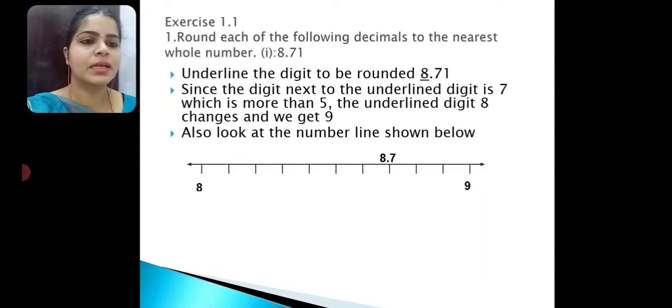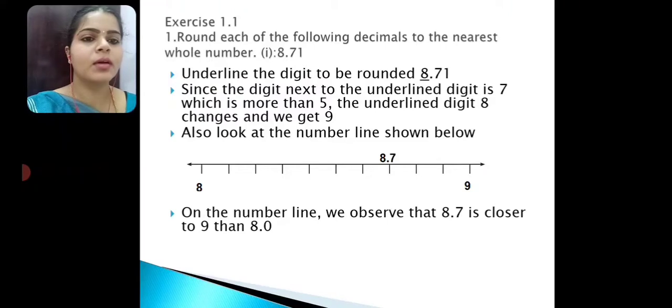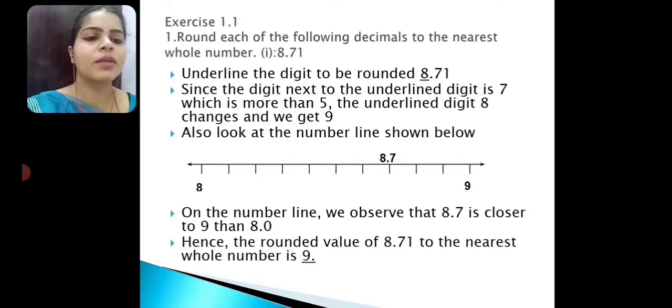I have represented the value. On the number line, we observe that 8.7 is closer to 9 than 8. Hence, the rounded value of 8.71 to the nearest whole number is 9.